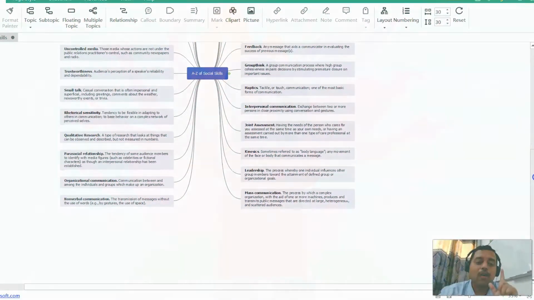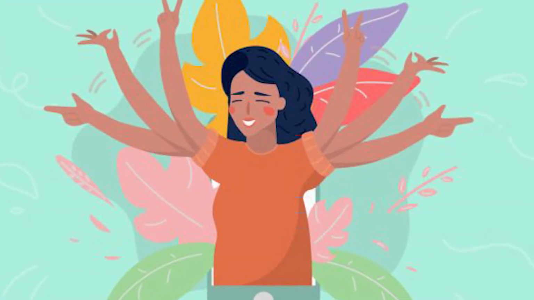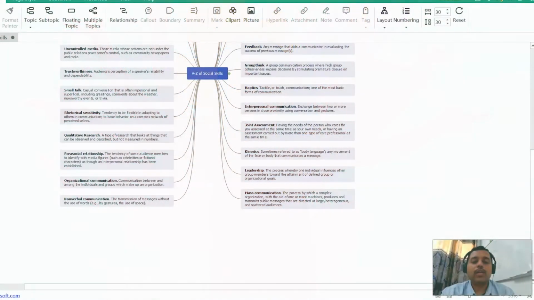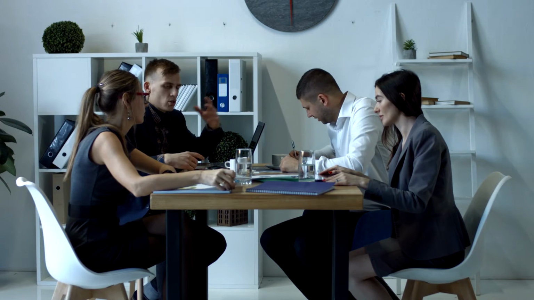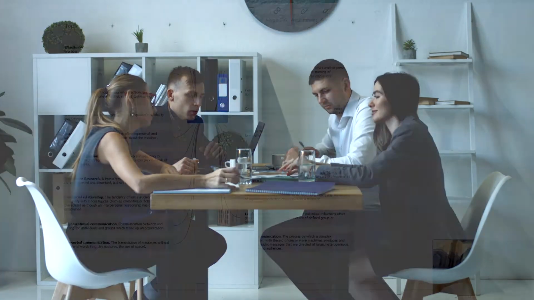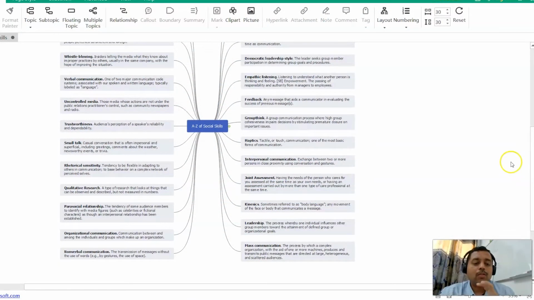N definitely for non-verbal communication, how you use your gestures for communication, that we are also going to see a lot. O for organizational communication. P for parasocial relationship, where you talk about the tendency of some audience members of identifying themselves with a media person, saying that, okay, you know what, that guy you see on TV is actually my brother's sister's nephew. That is called a parasocial relationship. We will talk about that in detail. Interesting, very interesting.